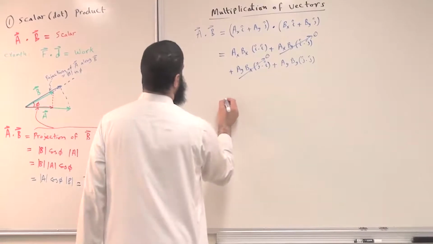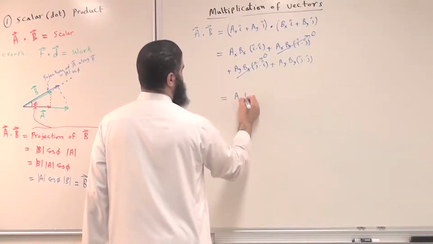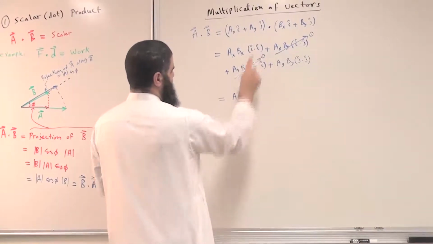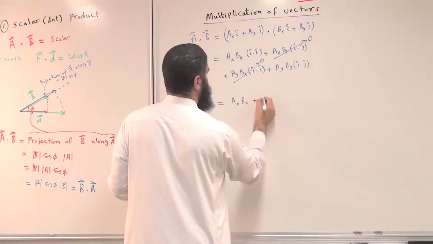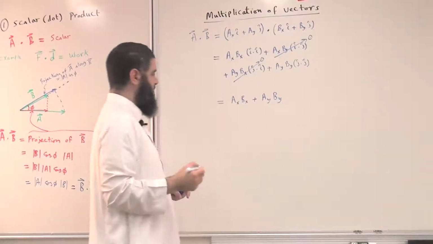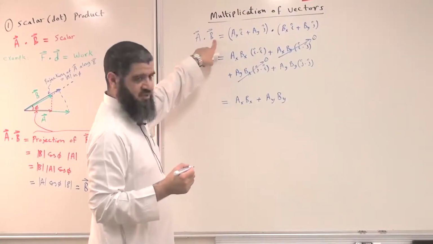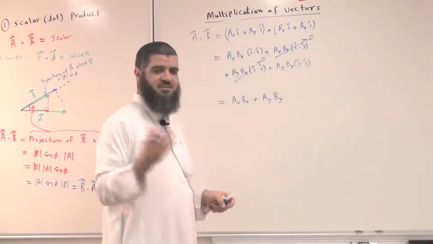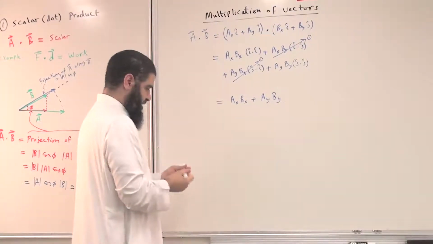So A dot B, you will end up with AX BX multiplied by 1. So this is a magnitude, it is not a vector anymore, plus AY BY, another magnitude. So you start with a vector, dot product with B vector, and you end up with just a magnitude, which is a scalar quantity. Let me summarize.